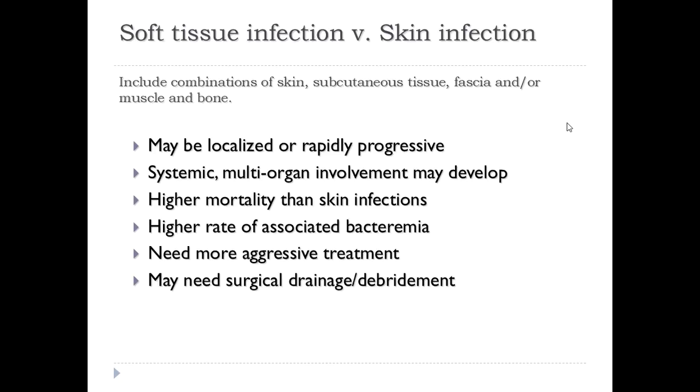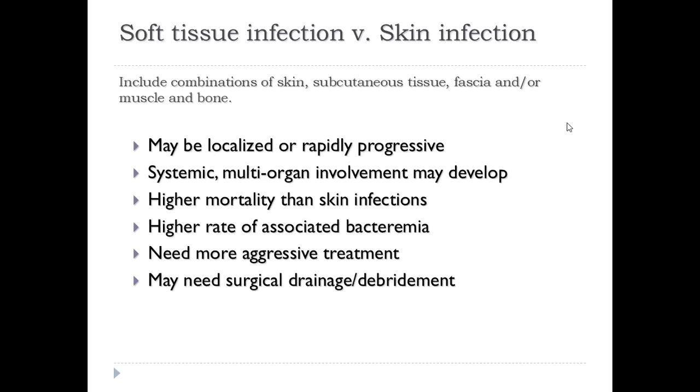So, if you compare a soft tissue infection versus a skin infection, soft tissue infections can be rapidly progressive. A multi-organ involvement may develop and which can be quite rapid. They have a very high mortality. There is a high rate of associated bacteremia, which means you can have a blood culture positive patient.